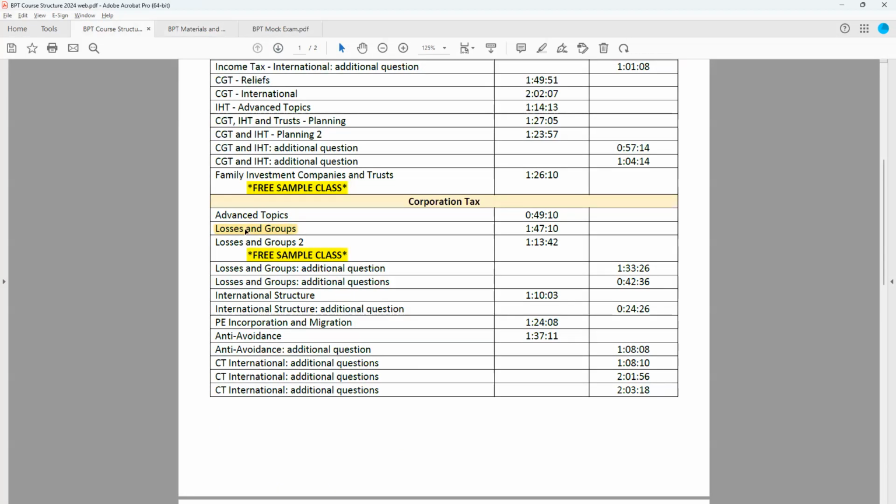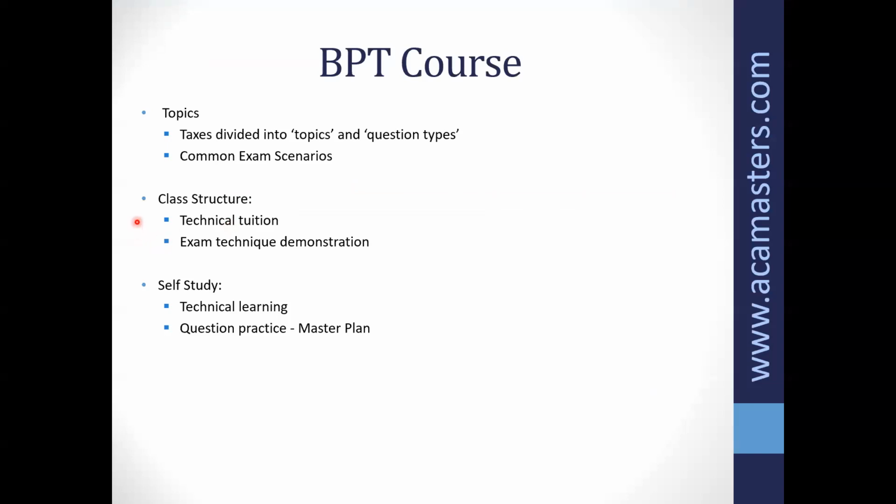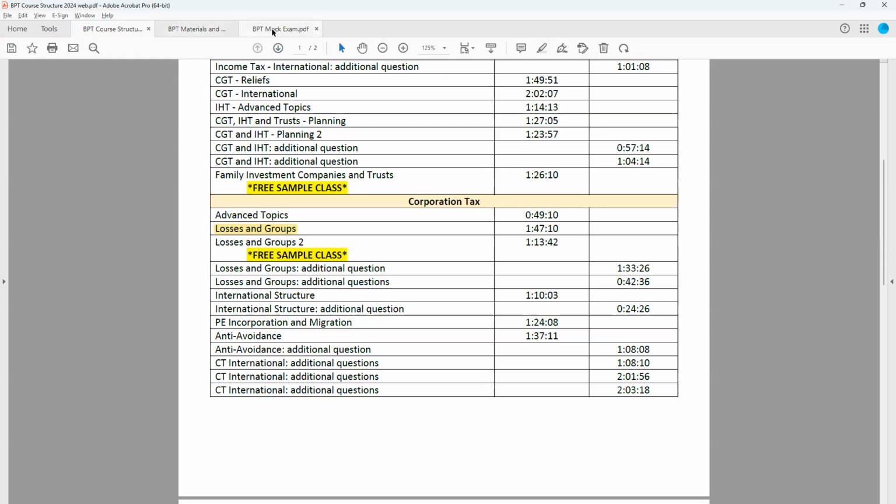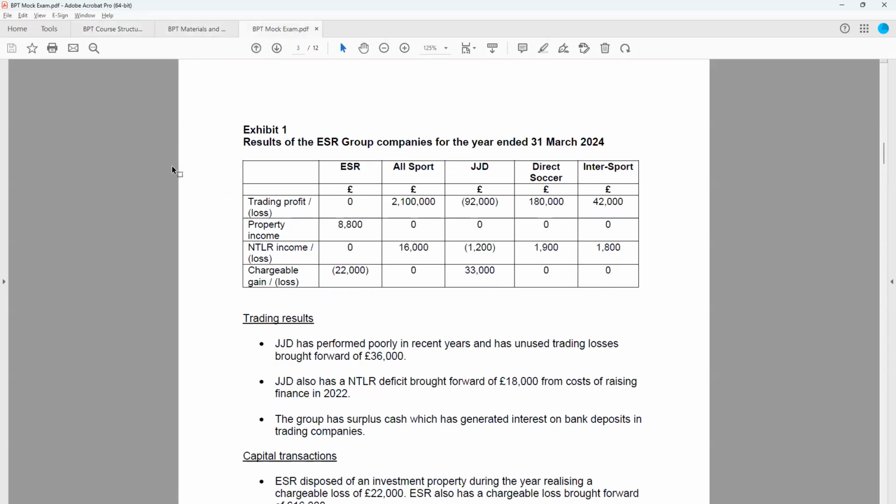This is how each technical class is structured. I'll teach you that technical content in a really straightforward, easy to understand way. And then immediately after, I'll demonstrate how you should be answering exam questions on that topic and the exam technique you should be using in order to maximize your marks.